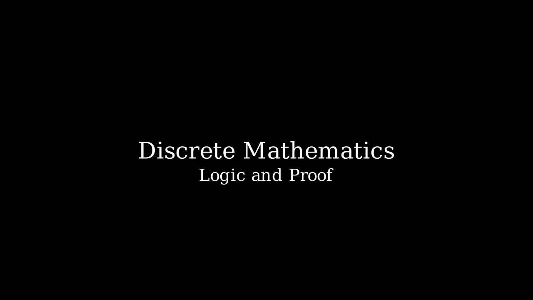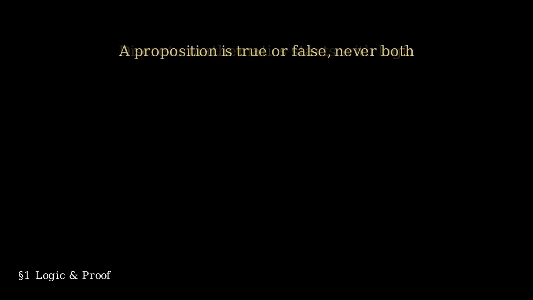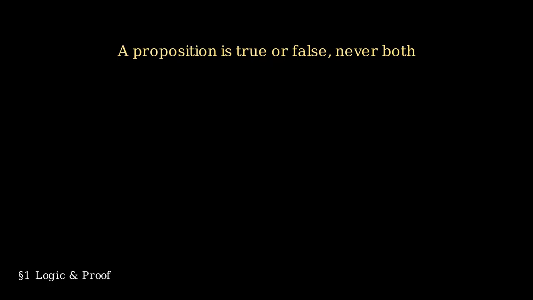Discrete mathematics starts with logic because every proof you'll ever write in any branch of math is built entirely out of logical steps like these. A proposition is a declarative sentence that's either true or false, never both and never something in between. 2 plus 2 equals 4 is a proposition, but what time is it is not. Since it isn't true or false, it's a question.